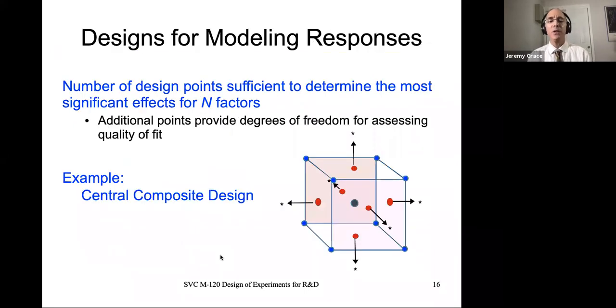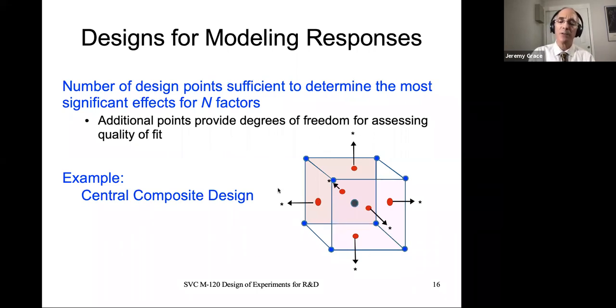And then once you've screened your factors and you're going to go in for the response surface, you need to choose a design that has a number of points sufficient to determine the most significant effects for the n factors. And those effects could be main effects, interactive, quadratic, whatever. Any additional points in your design are important in that they provide degrees of freedom for assessing the quality of fit. But you don't want to go overboard with those additional points, which is the frugality of DOE.